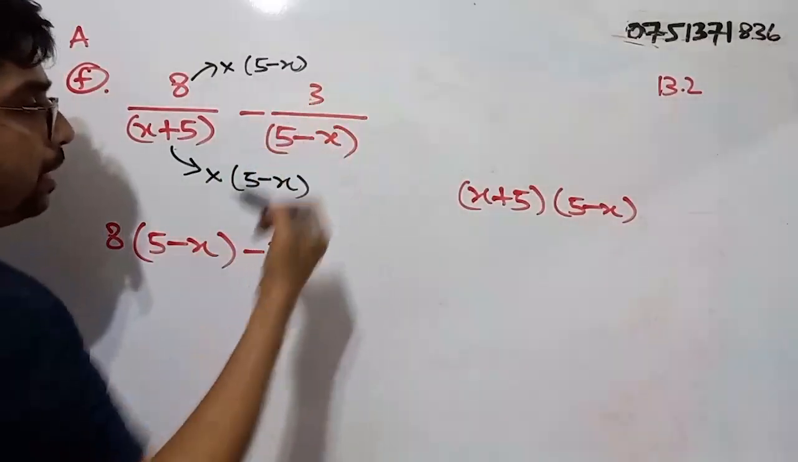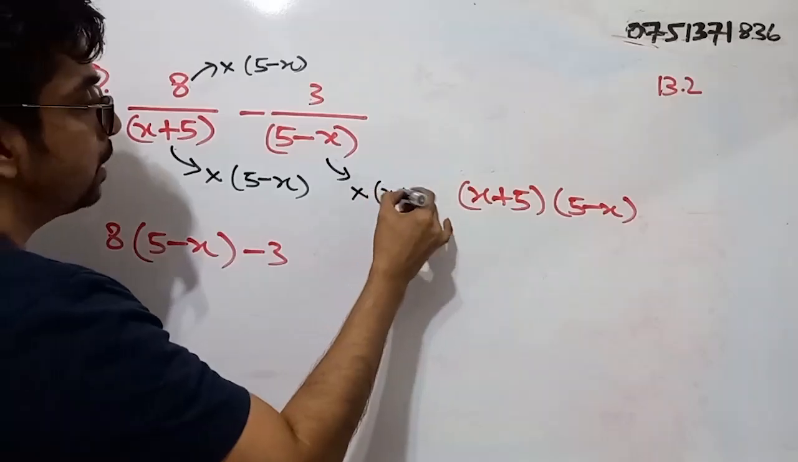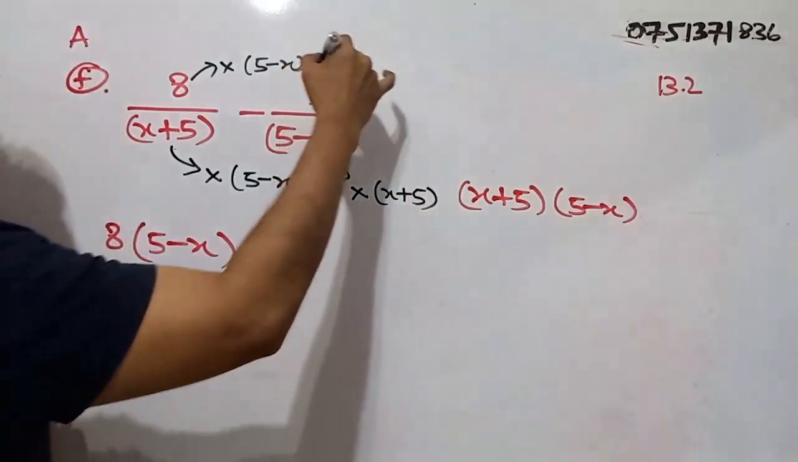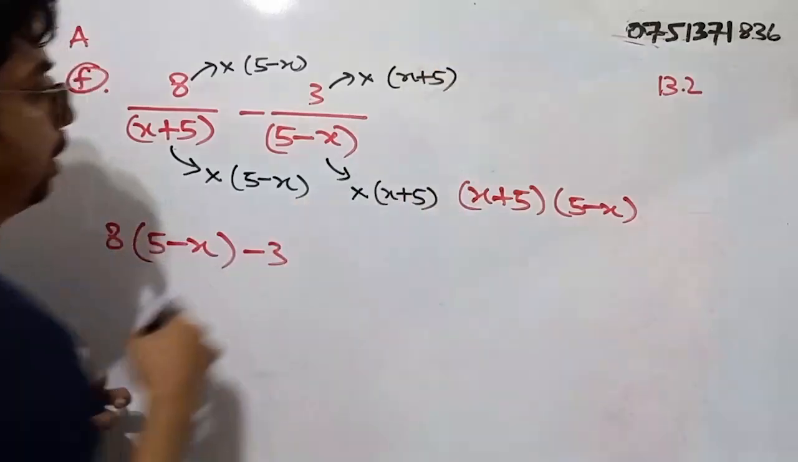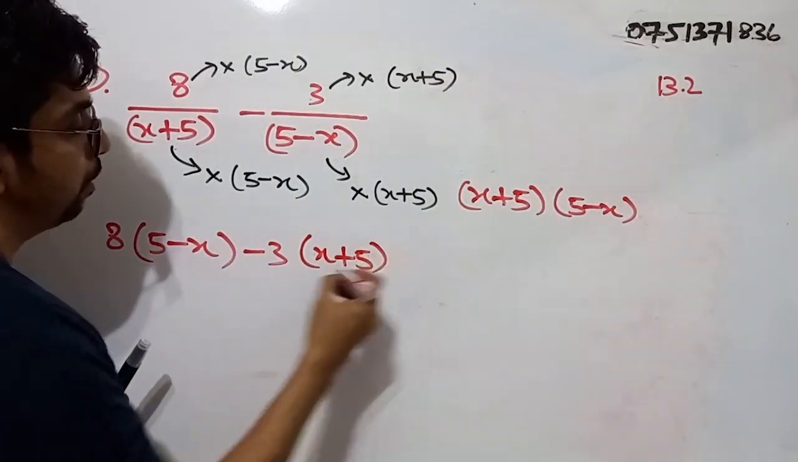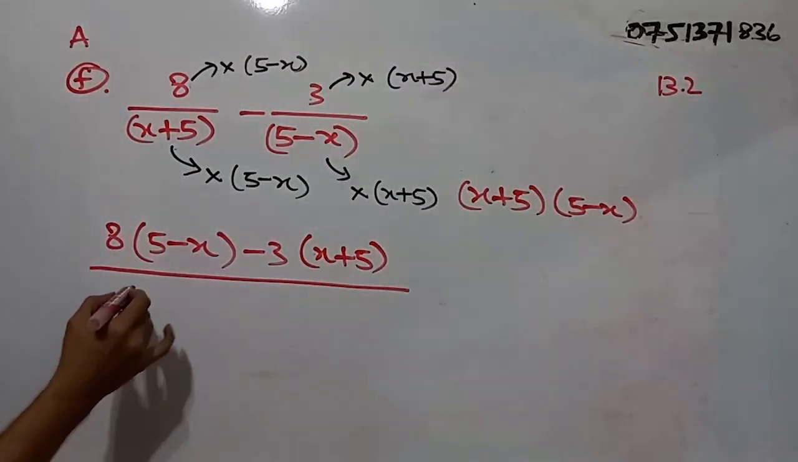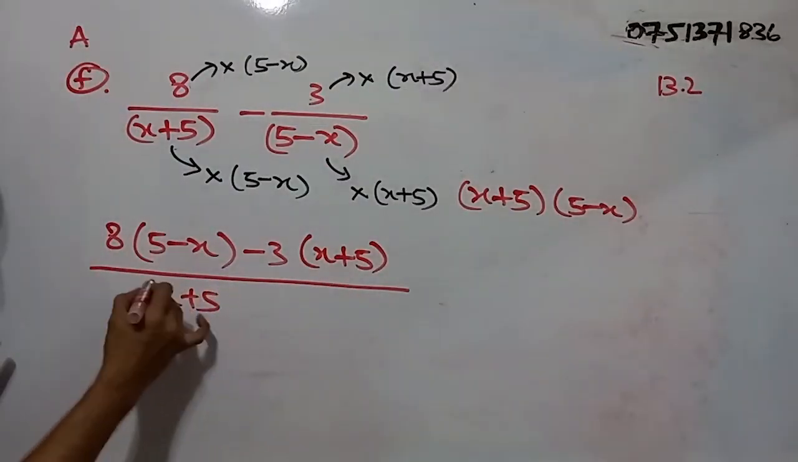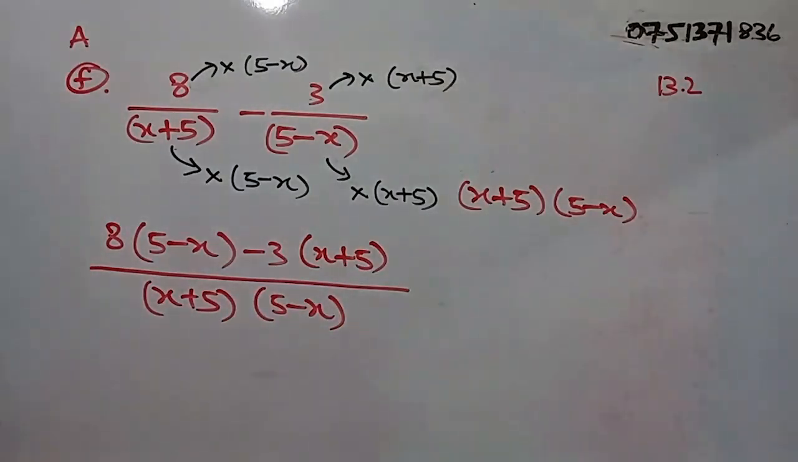So this 5 minus x needs to be multiplied with what? X plus 5. That means this 3 must be multiplied with x plus 5. Okay, so negative 3 into x plus 5. Right, now the entire expression needs to be divided by x plus 5 and 5 minus x. Okay, so now we can do some simplifications here.